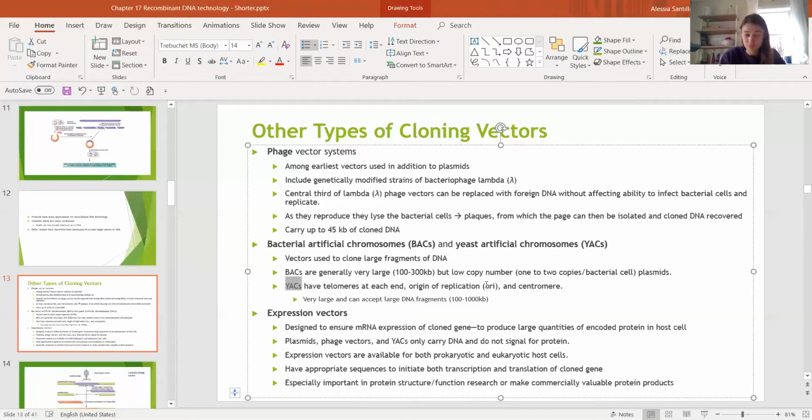You can just break them open with restriction enzymes and put in the appropriate fragment, except that these fragments now are humongous. So those were just cloning vectors.